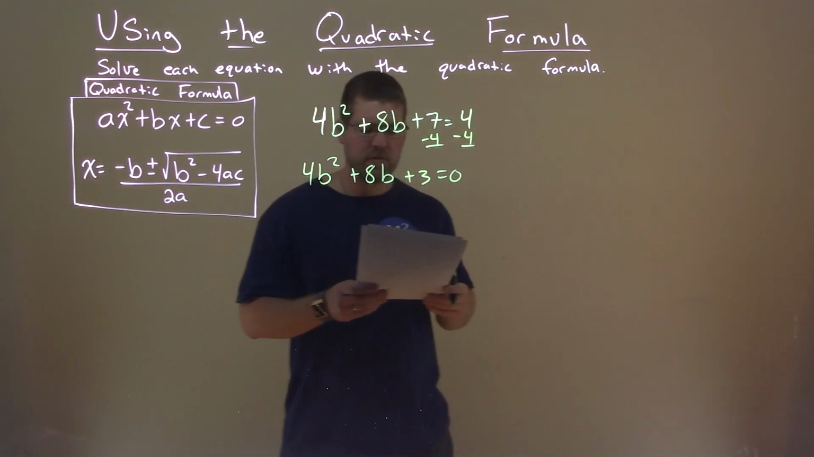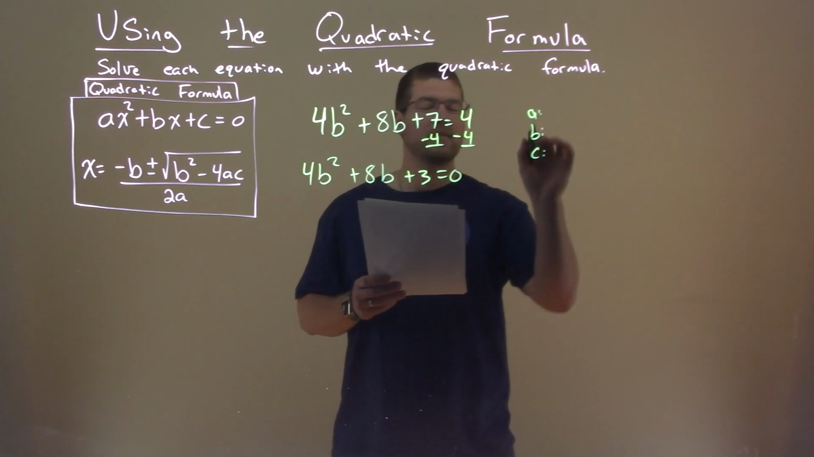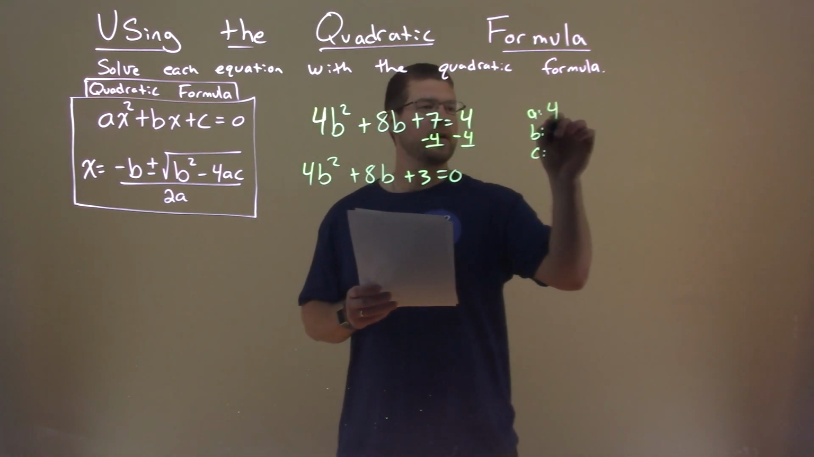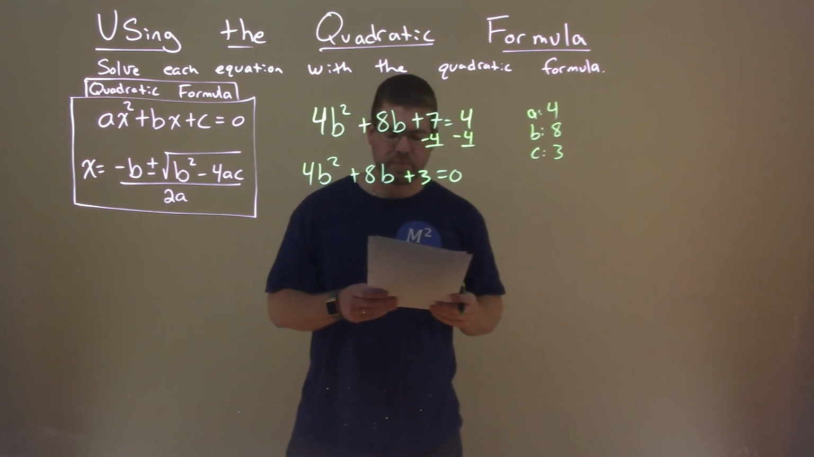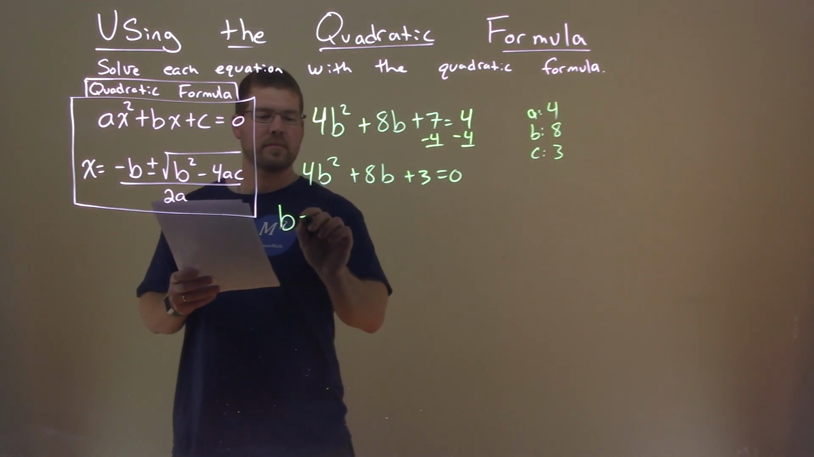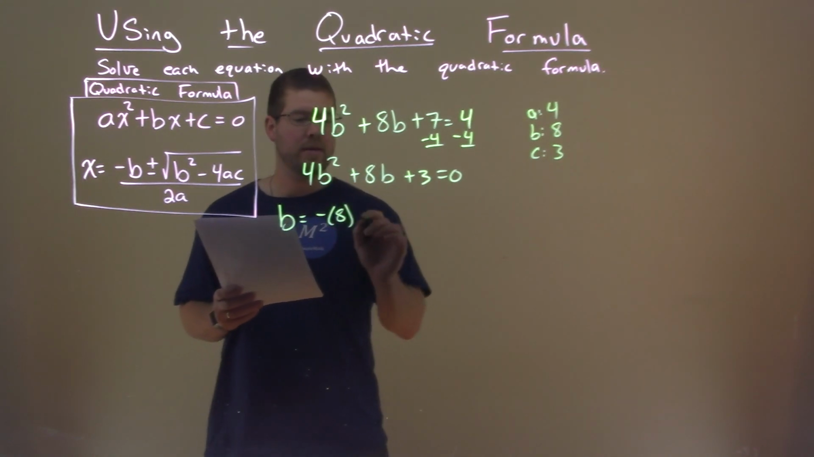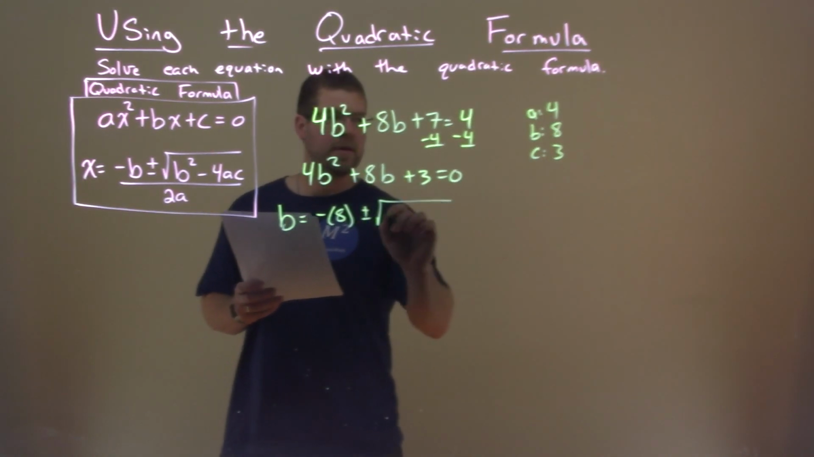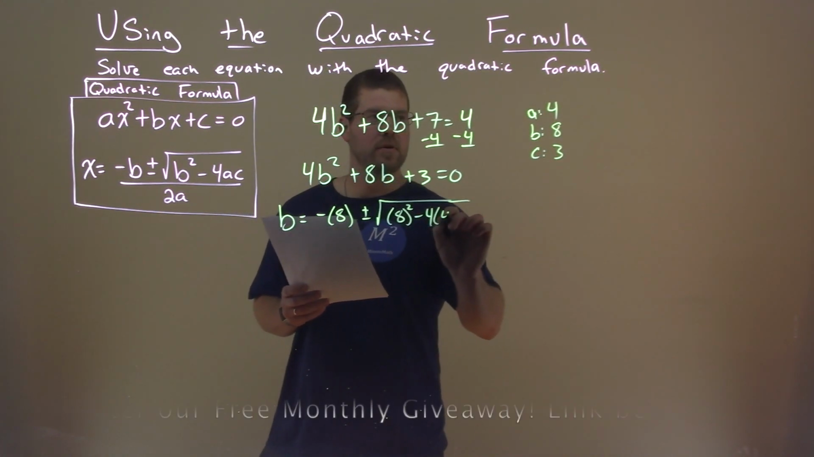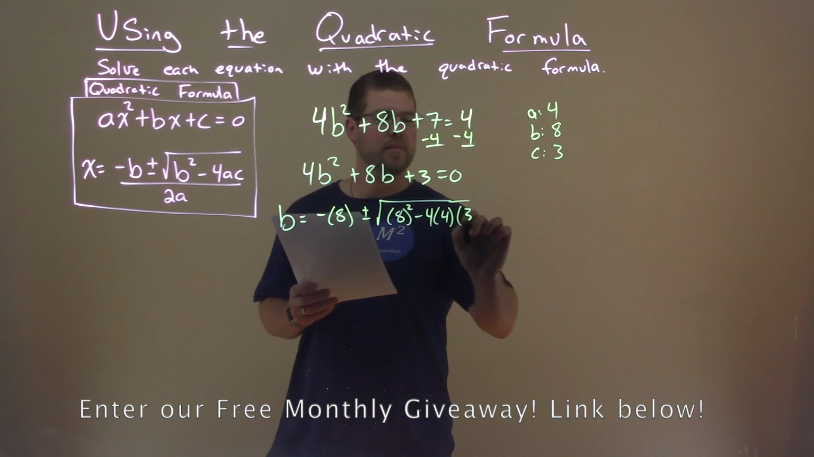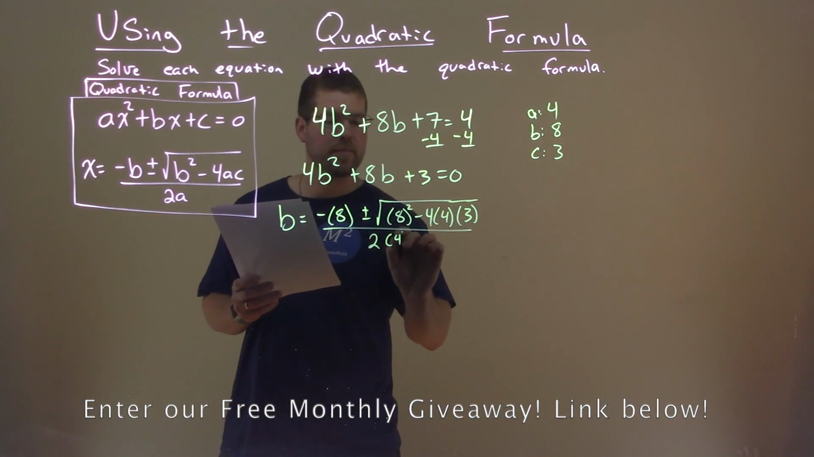Now that it's equal to 0, I need to find my a value, my b value, and my c value. The a value is 4 here, the b value is 8, and the c value is 3. Now with that information, we can use the quadratic formula. Negative b, so minus 8, plus or minus the square root of 8 squared, b squared, minus 4a, which is 4, c, which is 3, all over 2 times a, which is 4.